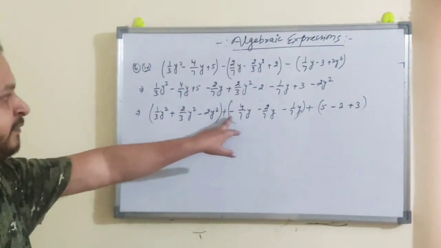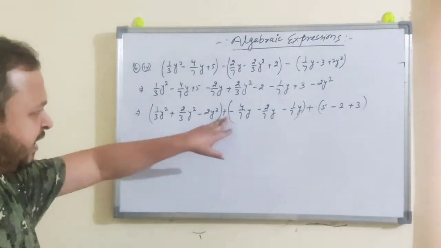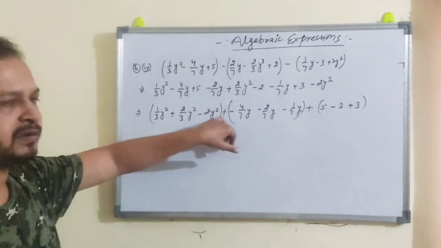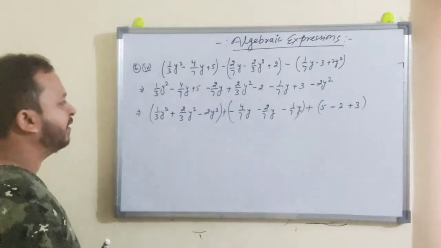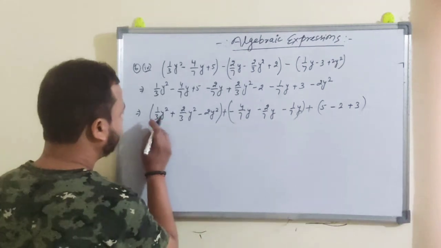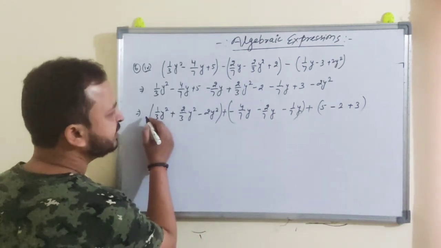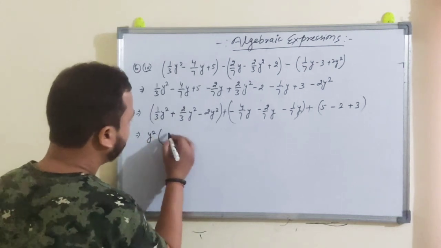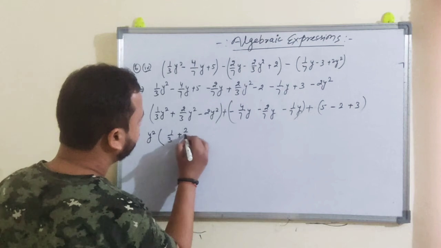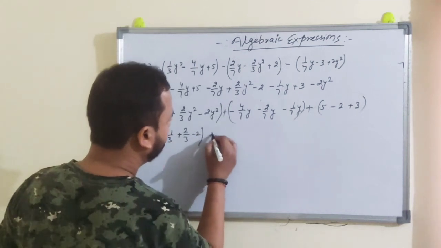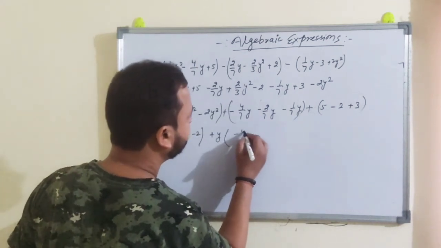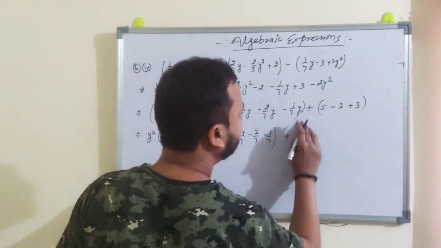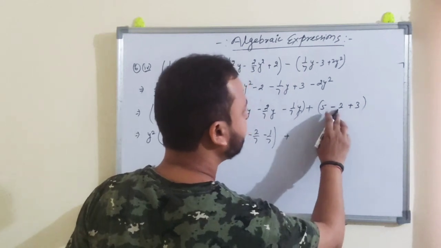This way, if minus minus is given, you can also take minus common, or just apply the bracket and put a positive sign here, right? So now I'm going to take y square common and take the LCM. If I take y square common, I am left with 1 by 3 plus 2 by 3 minus 2. If I take y common, I am left with minus 4 by 7, minus 2 by 7, minus 1 by 7. And here 5 plus 3, 8, 8 minus 2, that is 6.